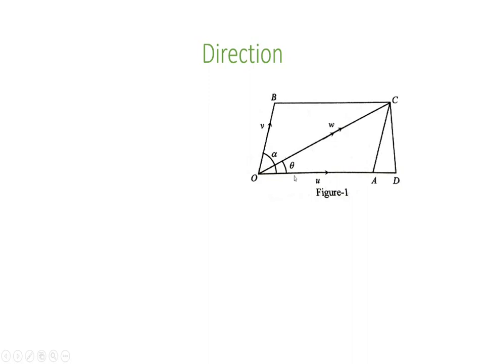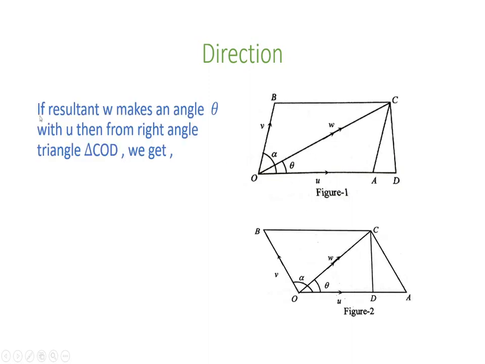Direction. We use two figures. If the resultant W makes an angle theta with U, in the first figure and also in the second figure. For the right angle triangle COD, we get tan theta equals CD by OD, because you know tan theta equals perpendicular by base. Perpendicular here is CD and base is OD. CD remains the same here. OD equals OA plus or minus AD. For the first figure, OD equals OA plus AD, and for the second figure, OD equals OA minus AD.